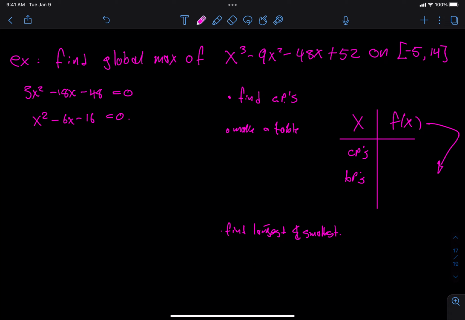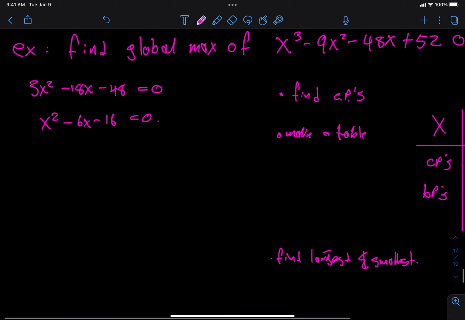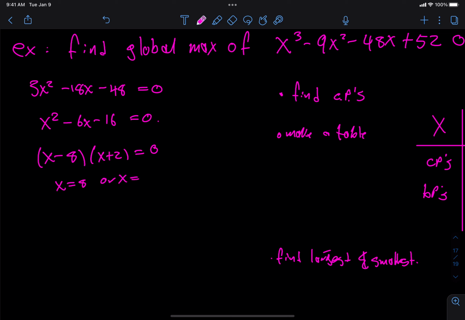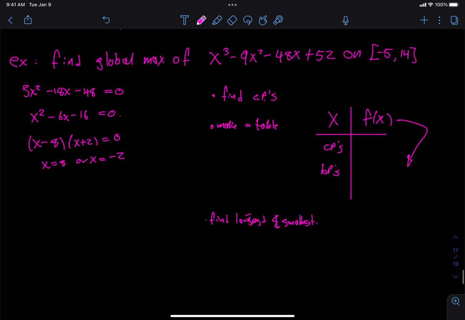Then I can solve this quadratic equation in any number of ways. I could use grouping, regular factoring, or the quadratic formula. But this class isn't about those skills, so if you need help with that, please come see me in office hours. So what we can do here is find two numbers that add together to get negative 6 and multiply together to get negative 16. Those two numbers are negative 8 and positive 2. So x is going to be equal to either 8 or minus 2. Those are our critical points, and now we need to make a table.